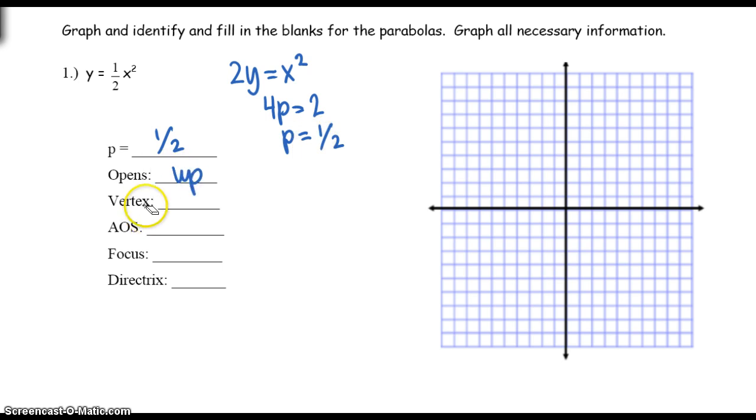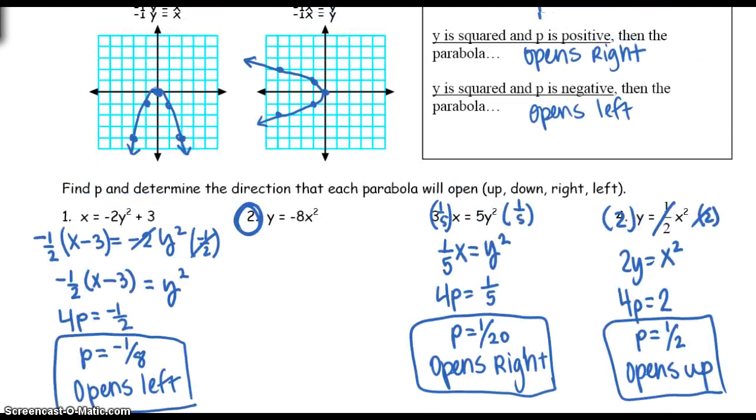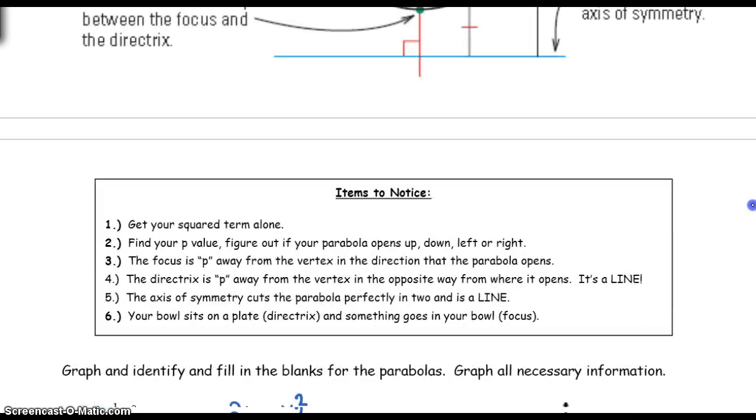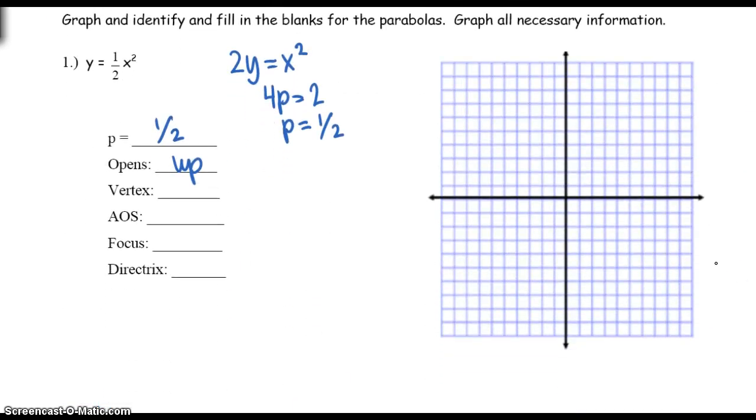What's our vertex? Well, we haven't talked a lot about it yet, but the general form of a parabola, I'm going to scooch up here, are these two equations, okay? Because there's 2 of them because some open up, down, and some open left, right. The h and the k are your vertex. Well, notice there's parentheses and all that, right? Do you notice here we have no parentheses really going on? That's because our h and our k are 0 and 0. So our vertex is going to be at 0, 0. Might as well just plot that now on my graph. The axis of symmetry we'll do in a second.